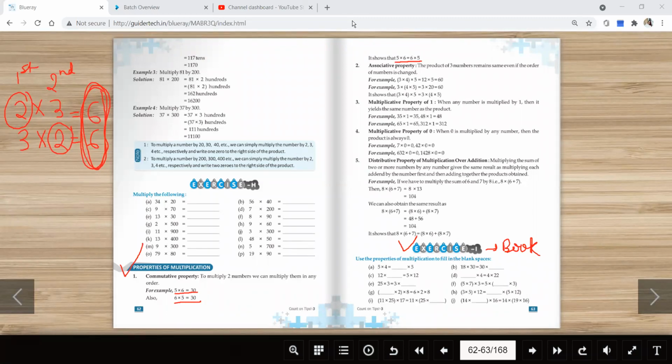Now, question number A. A is 5 into 4 equal to 4 into 5. B is 5 into 6, if it is 6 into 5, I can write like that. 18 into 30 equal to 30 into 18, we can write like that. 12 into 5 equal to 5 into 12. 22 into 4 into 25. All these are commutative properties we have used, and the name of this property is commutative property. Okay.